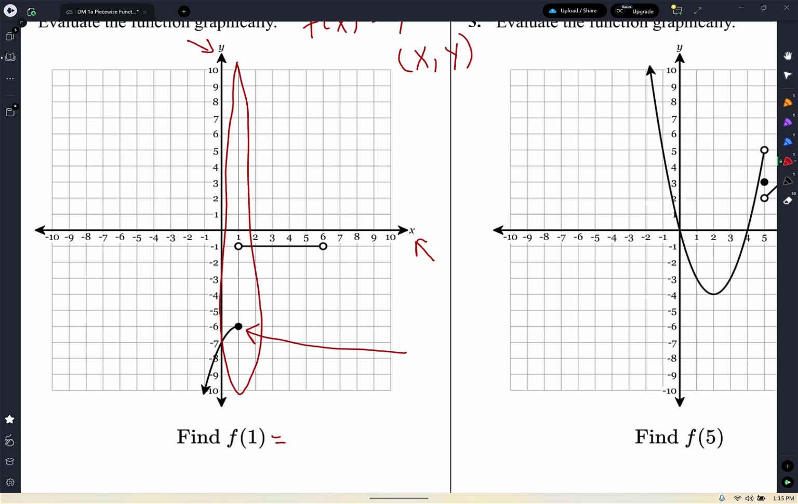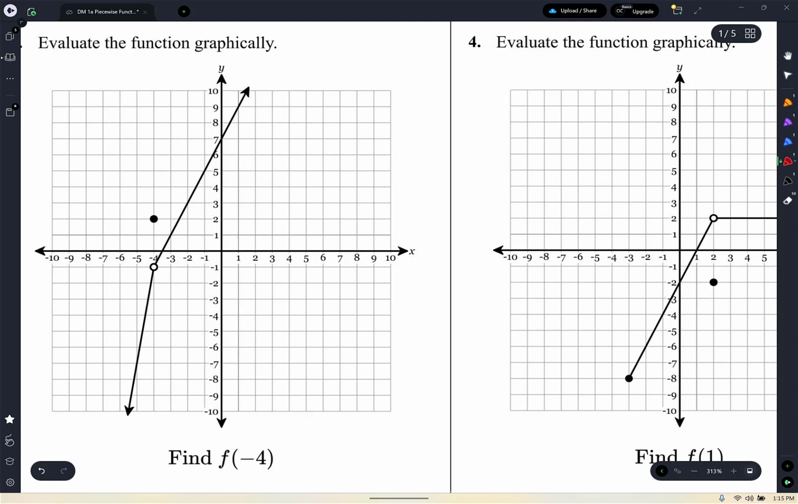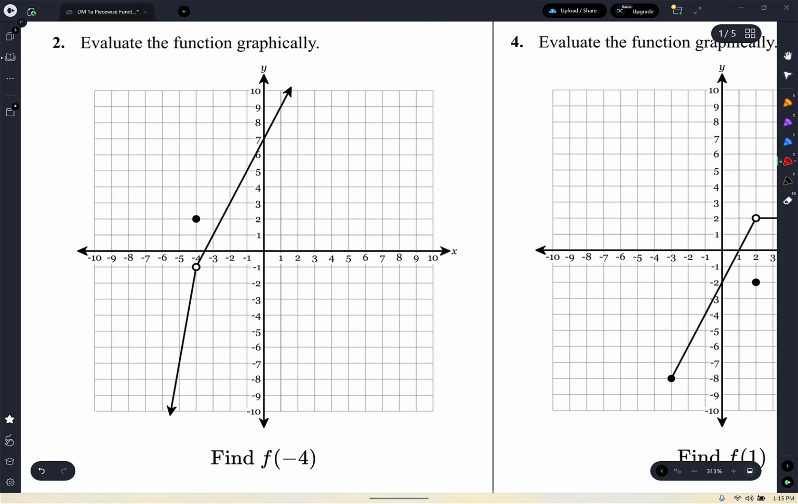What is that y value? Yeah, and there it is. That is it. That's all I want. See? Nothing crazy. Let's look at number 2. Number 2 says f of negative 4. So that means when x is negative 4, what is the y value? So I'm looking at negative 4.